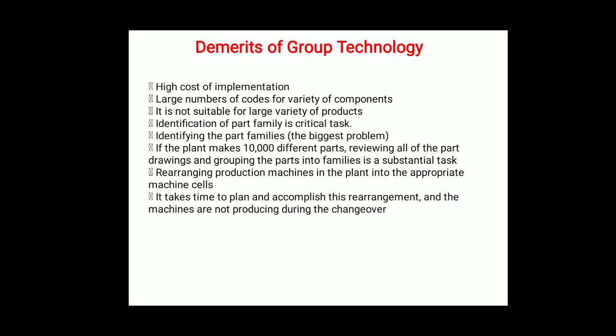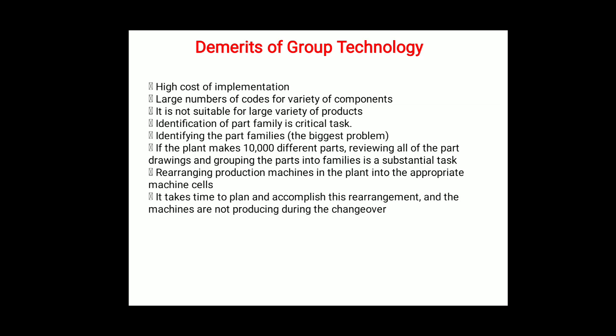The next part is the disadvantages of group technology. First is the high cost of implementation. Implementing group technology tends to cost more because we are using different automation systems, so it leads to higher cost at the initial level. Second, a large number of codes for a variety of components. For segregating and making the various groups, we have to use a large number of codes, which makes reading and segregating difficult.